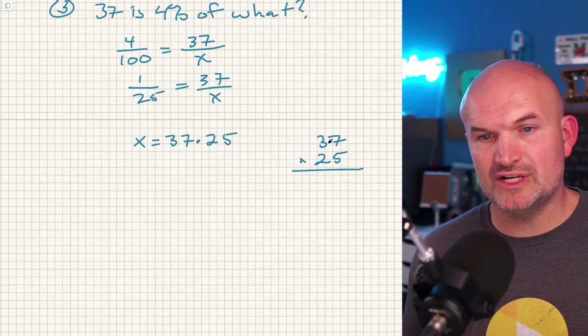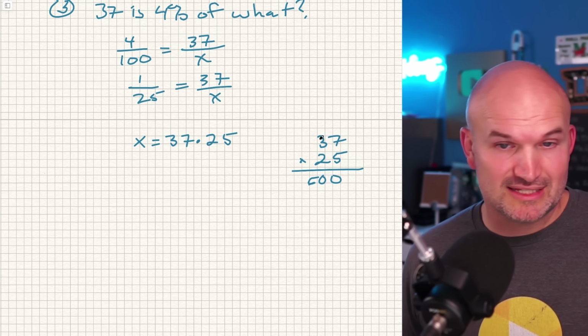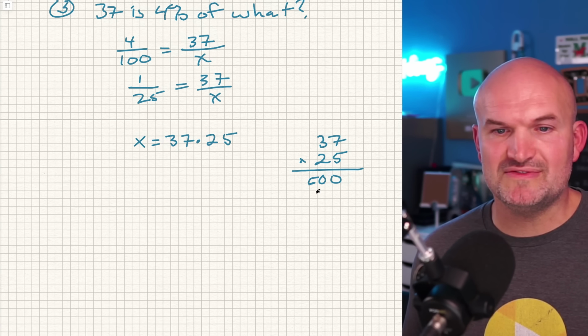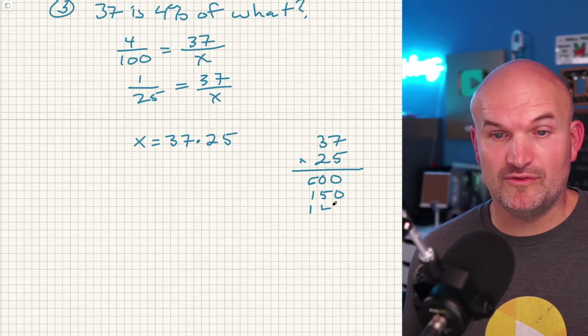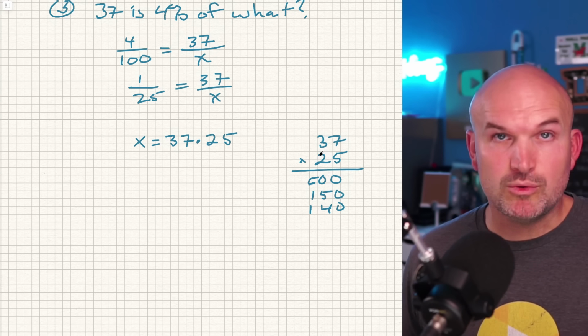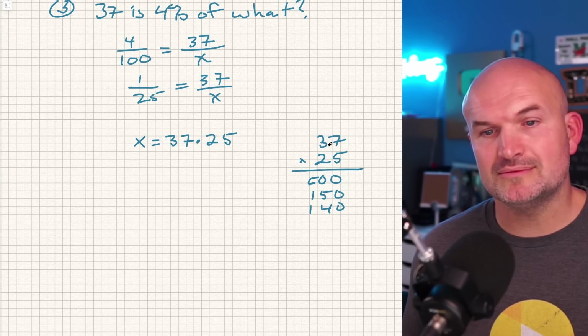I do 30 times 20, which is going to be 600. I do 30 because that's in the 10 spot, right? I do 30 times 5, which is 150. I do 20 times 7, which is 140. And again, 2 represents the 20 part, right? And then I'll do my ones.